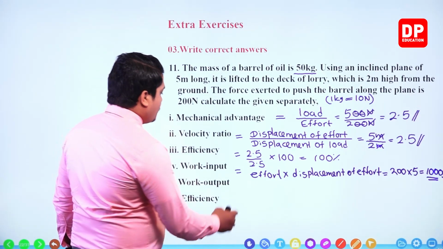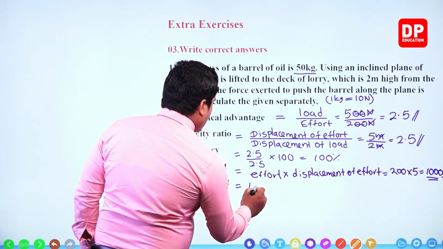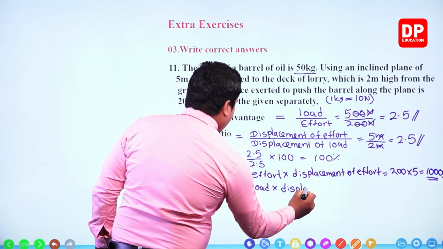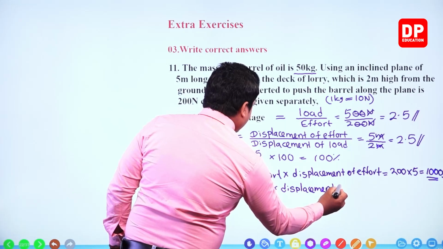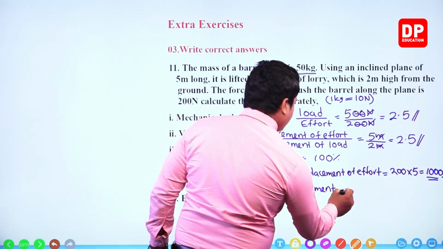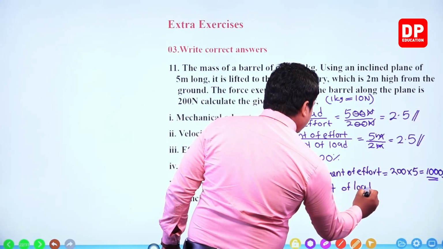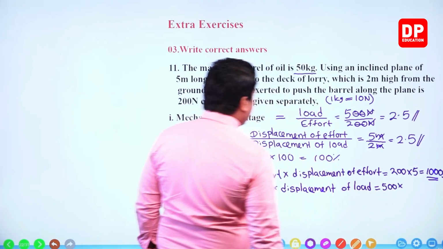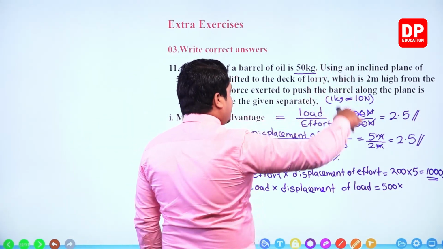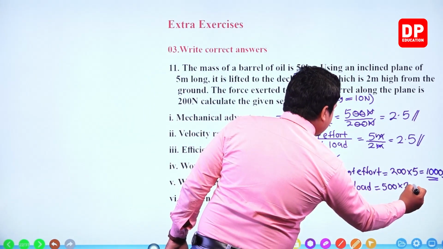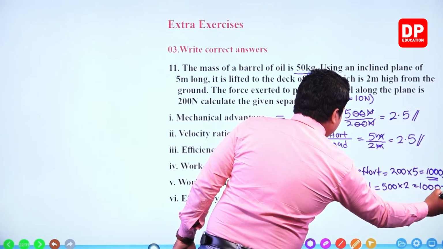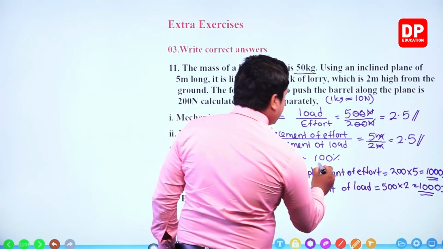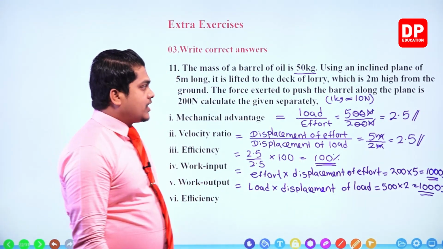Then next one, work output. Output is load multiplied by displacement of the load. So load is equal to 500 Newton multiplied by displacement of the load, which is the height it has traveled, equal to 2 meters. Once again you obtain 1000 joules. See, I told you, if the efficiency is 100%, that means the work input should equal the work output.